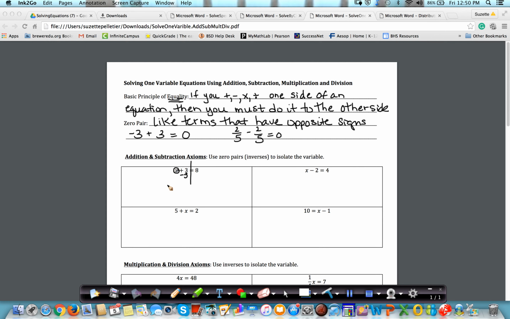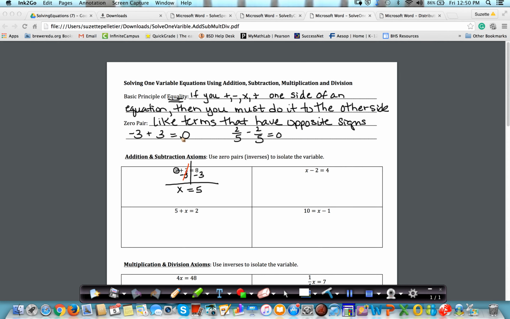Again, there's my balance. So if you do -3 on one side of the equation, you have to do -3 on the other side of the equation. We just said that zero pairs cancel each other out, so +3 and -3 leaves me with 0. So now on the left-hand side of the equation, the only thing I have left is an x. My equal sign stays in its place. And on the right-hand side of the equation, 8 subtract 3 is 5. And so I get x equals 5.